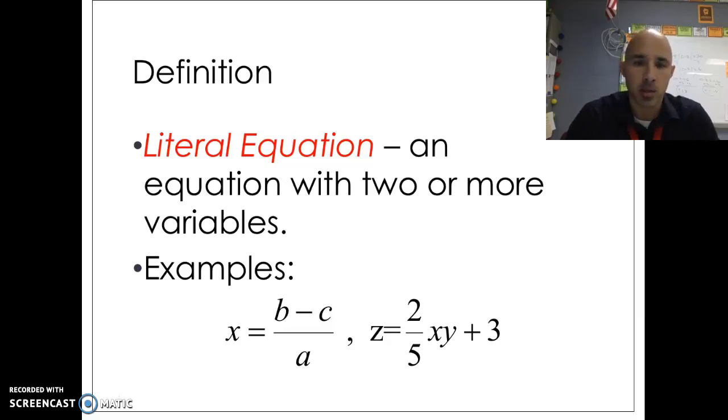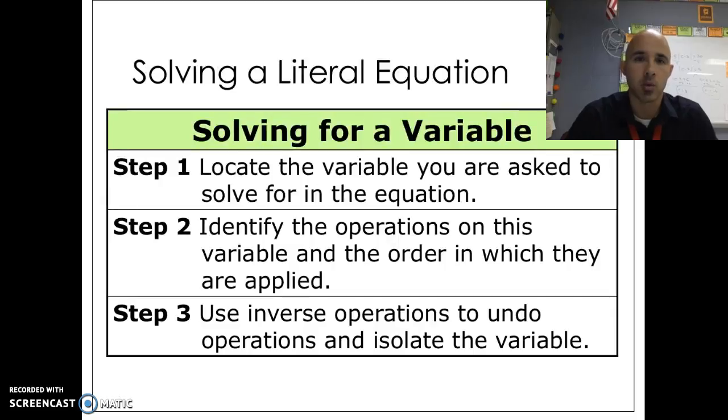x equals (b minus c) over a, and another one is z equals 2/5 x times (y plus 3). Again, in both these equations, you see that there's two or more variables. So when you're solving a literal equation, as you flip your notes, step one, you have to locate the variable you are asked to solve for in the equation.